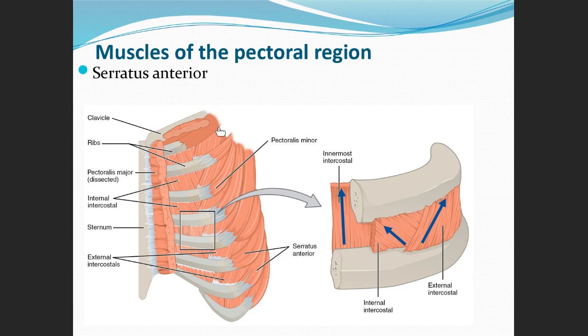Now for the other muscles of the pectoral region, we already talked about the serratus anterior. So why is it still on the slide? Because this is not what I'm talking about here. I want to talk about the muscles that are in between the ribs. In between the ribs, we have three layers of muscles, and they go from superficial to deep: the external intercostal, internal intercostal, and then the innermost intercostal.